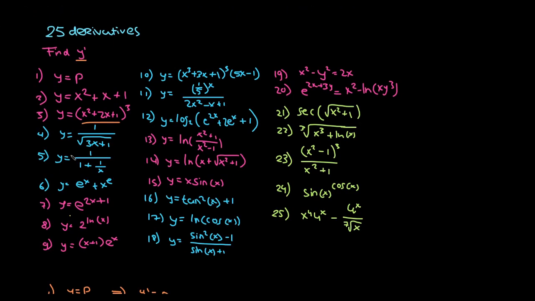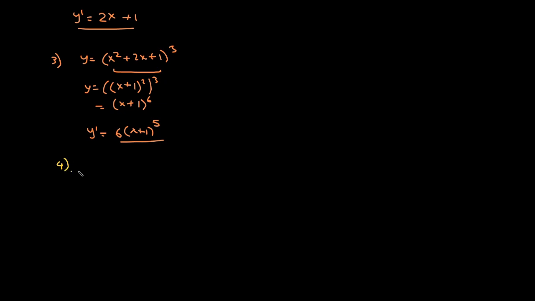Alright, so the first 3 were alright, so now to the fourth. That's going to be the reciprocal of the square root of 3x plus 1. So y equals 1 over the square root of 3x plus 1. I'll quickly rewrite this as a power of 3x plus 1. That's going to be negative a half: a half for the root and negative because it's a denominator.